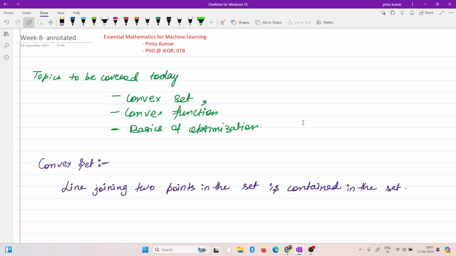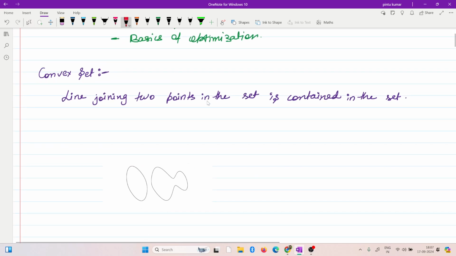The topics we're going to cover today include convex sets, then we'll go to convex functions, and towards the end we'll look at some basics of optimization. Okay, so let's begin with defining what a convex set is.